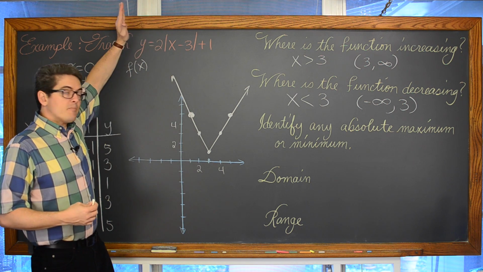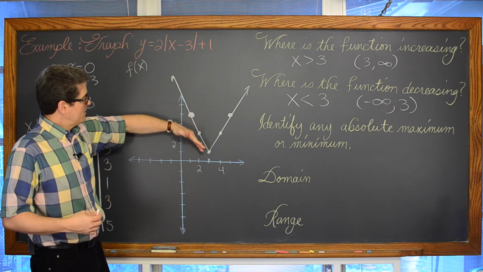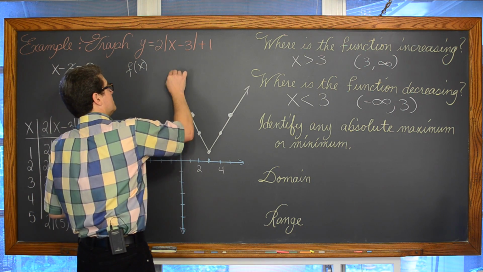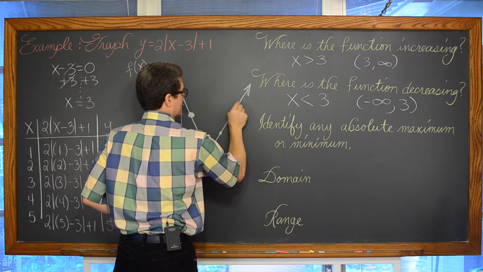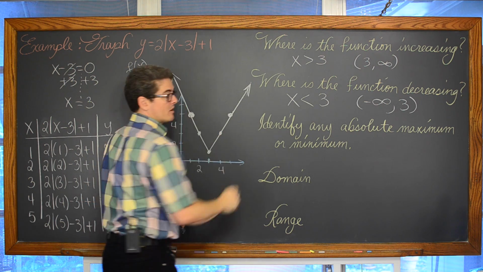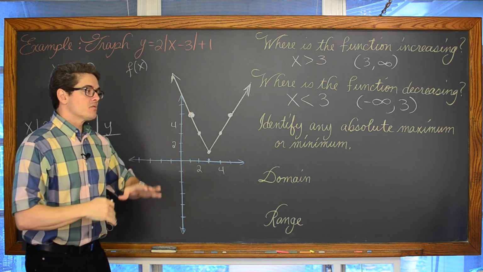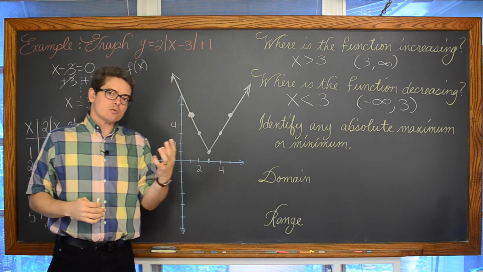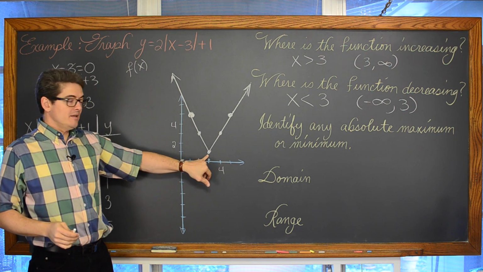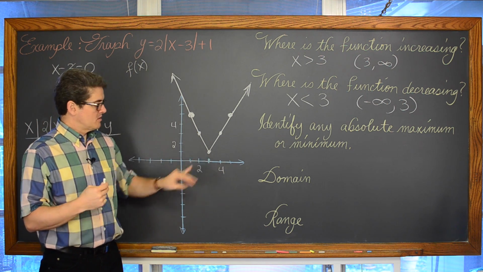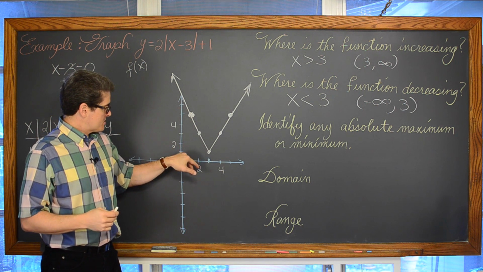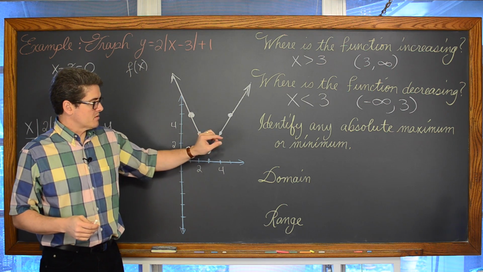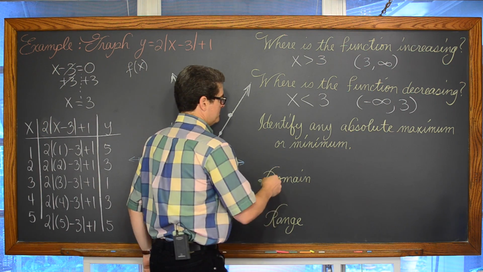The graph goes up forever. So this arrow means that as I go up to the left or up to the right, the y values are just going to keep getting bigger and bigger forever. So there is not a finite largest y value in this graph, but there is a smallest y value in this graph. The lowest point in this graph is at the y value of 1. So there's an absolute minimum.